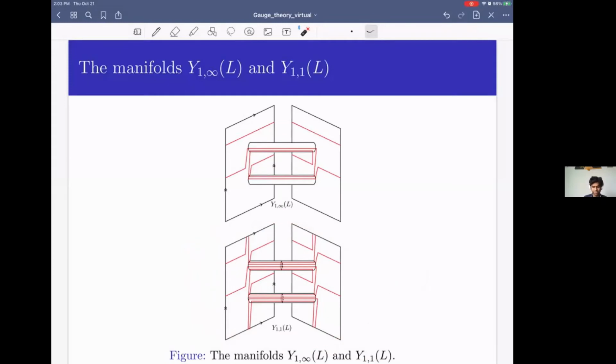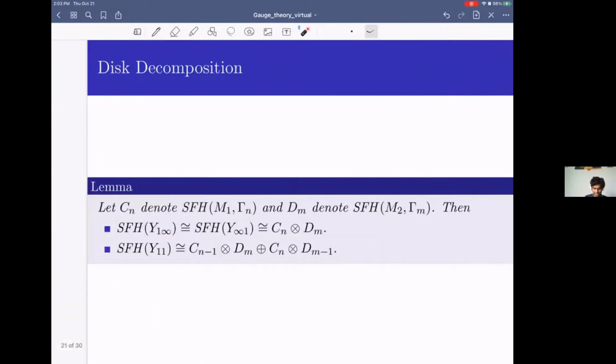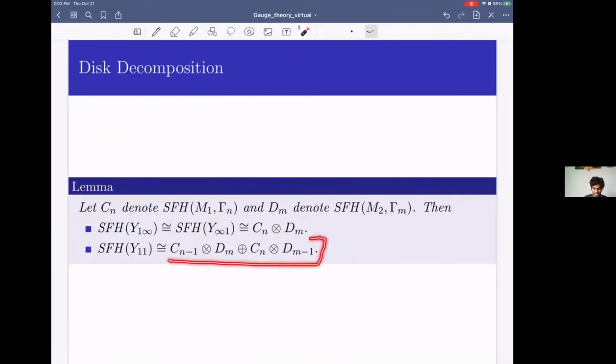When you round suture, you might have some compression curves. So you have to throw them away if they are not taut. But at the end, what you will have is Cn minus 1 tensor dm plus Cn tensor dm minus 1. So this is what you have for this manifold 1, 1.